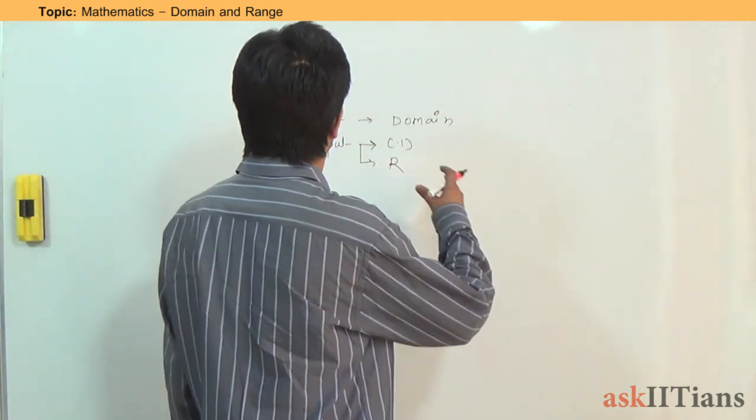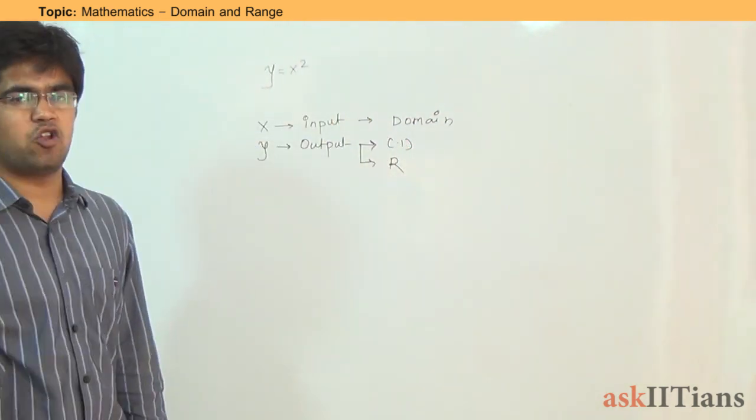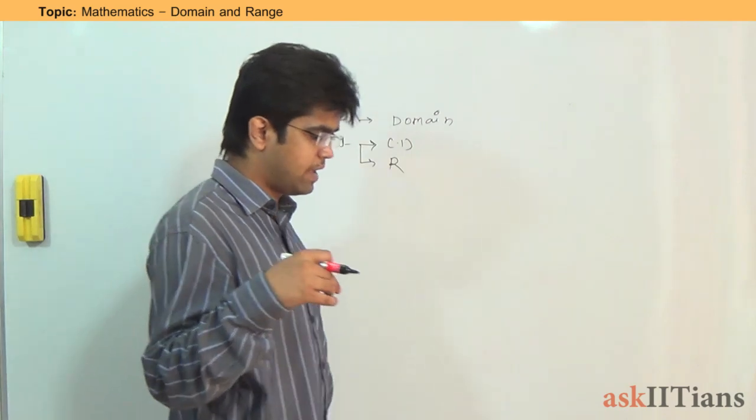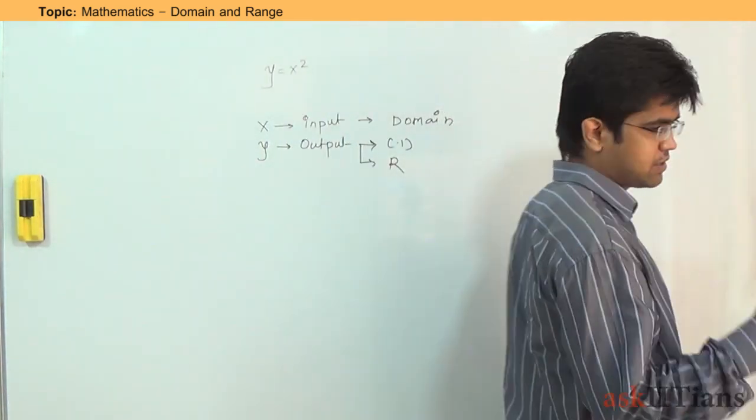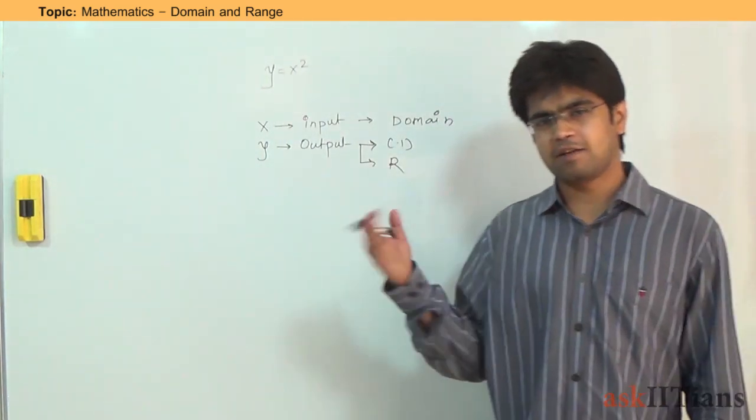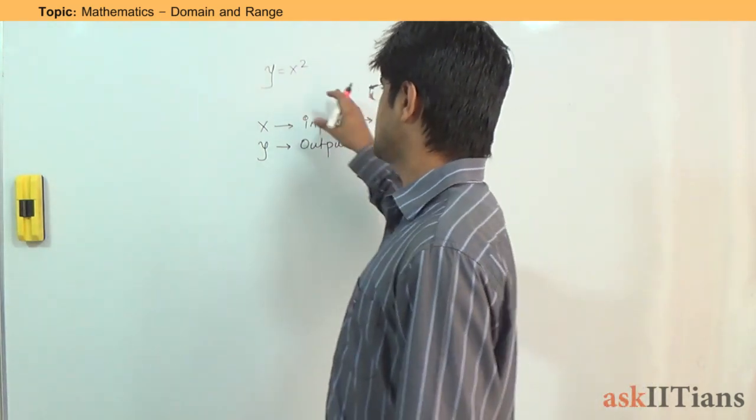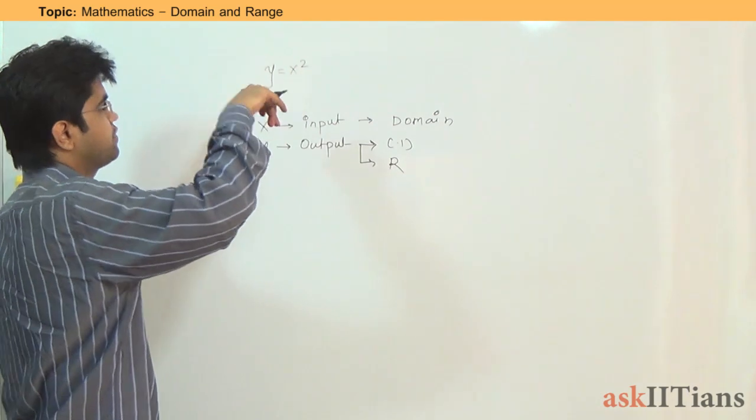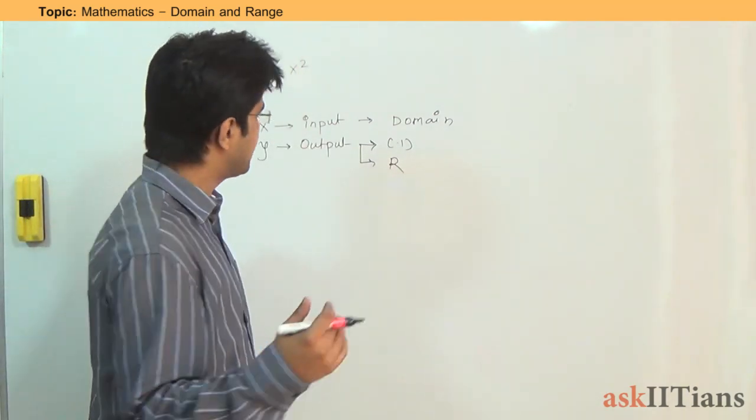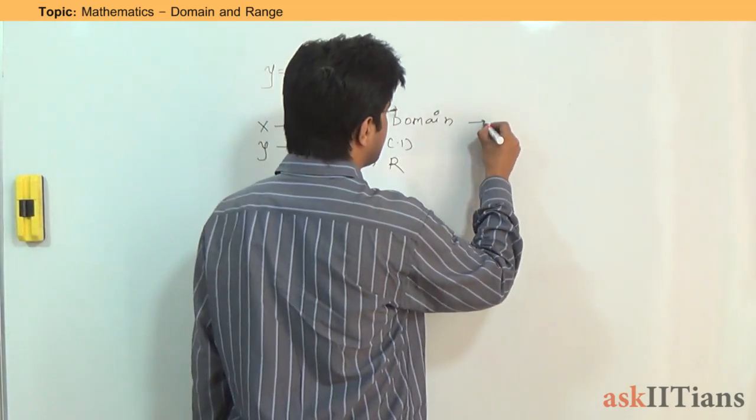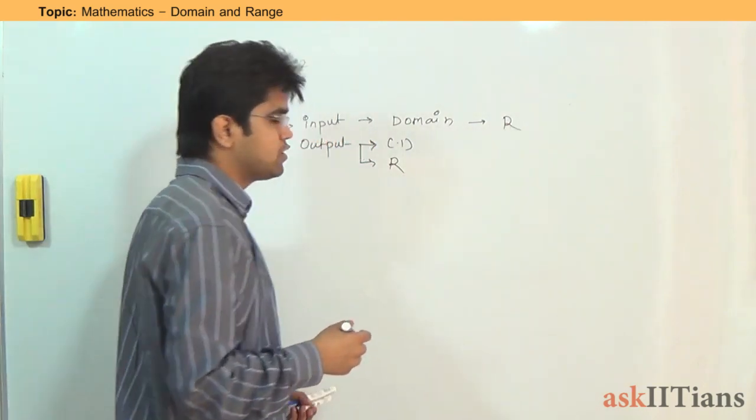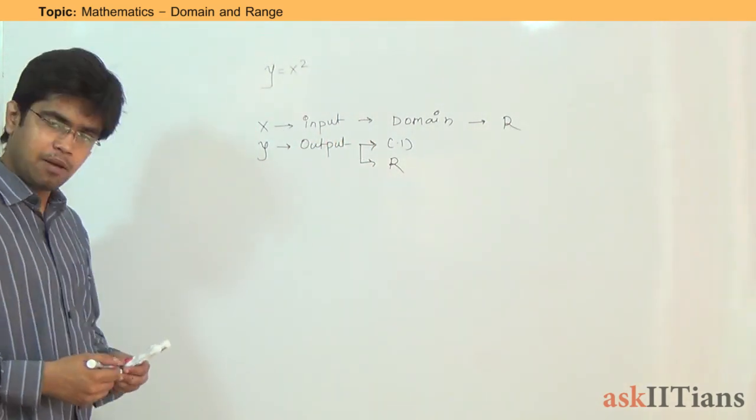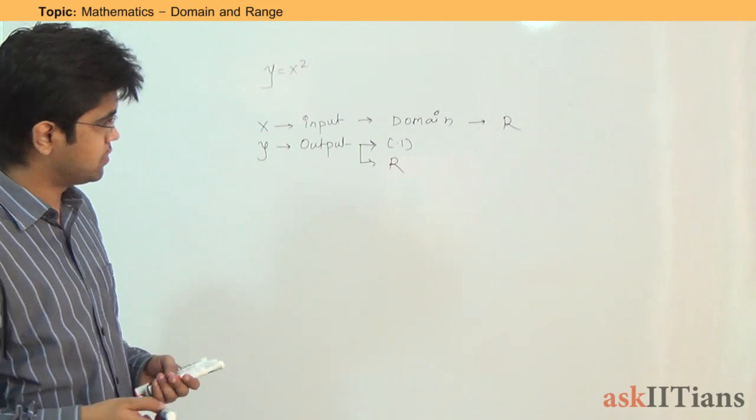From the domain, I can place any value of x. There is no problem. I can place a very huge negative value, a very huge positive value, and I can place 0 as well. So my domain is R, that means all real numbers.